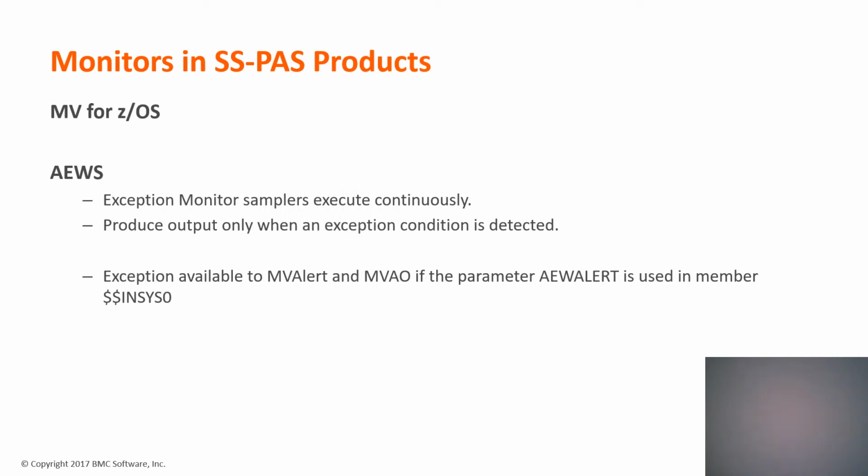In MainView for ZOS, we have a separate facility for creating background monitors called AEWS, and those samplers will execute continuously in the background and only produce a message when an exception is detected. In order to enable AEWS, you need to update the $IN sys0 member to specify AEW alert equals yes.